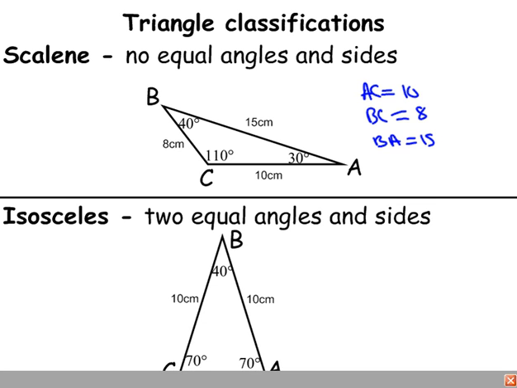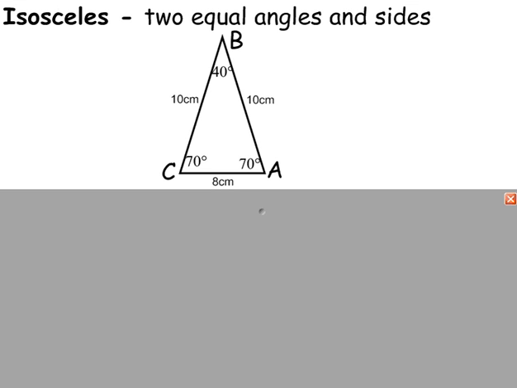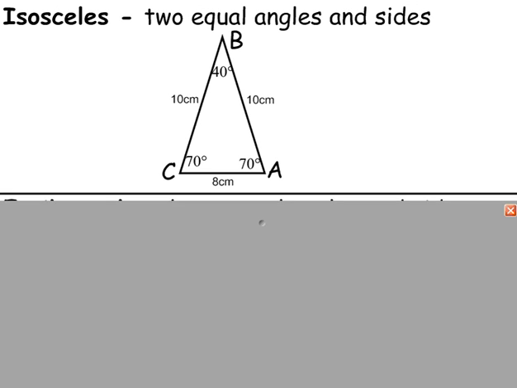In an isosceles triangle, you have two equal angles and sides. So you'll notice that angle A is equal to angle C. So you've got two equal angles. And you also have two equal sides. Side AB is equal to side BC. So that's what happens in an isosceles triangle. You have two equal angles and you have two equal sides.